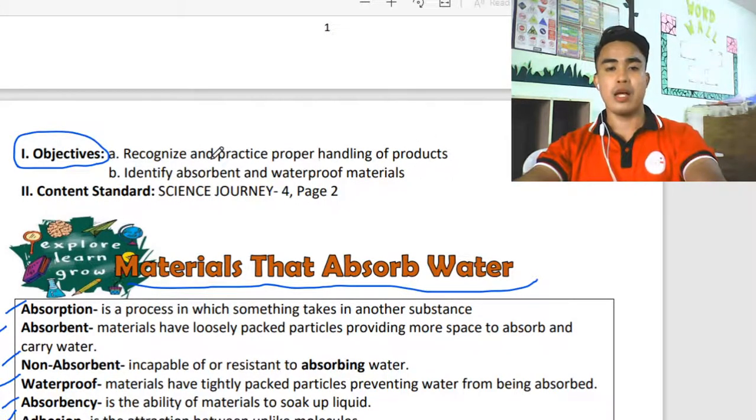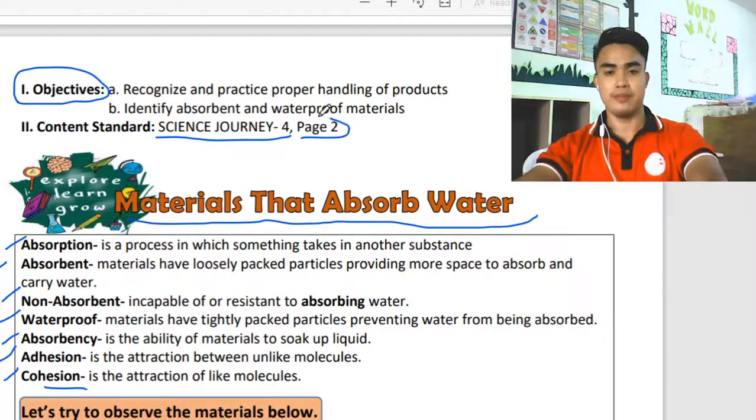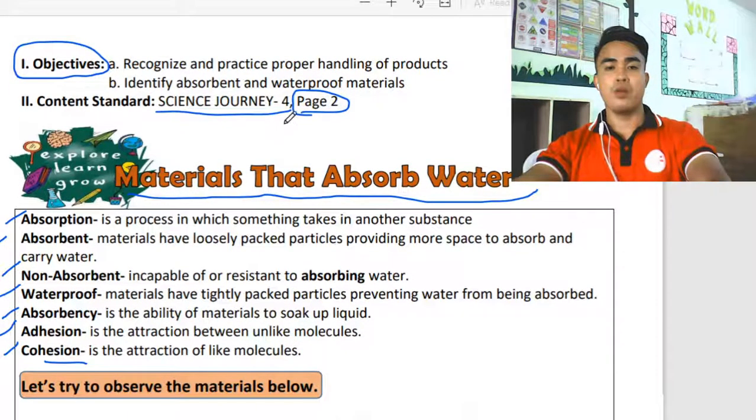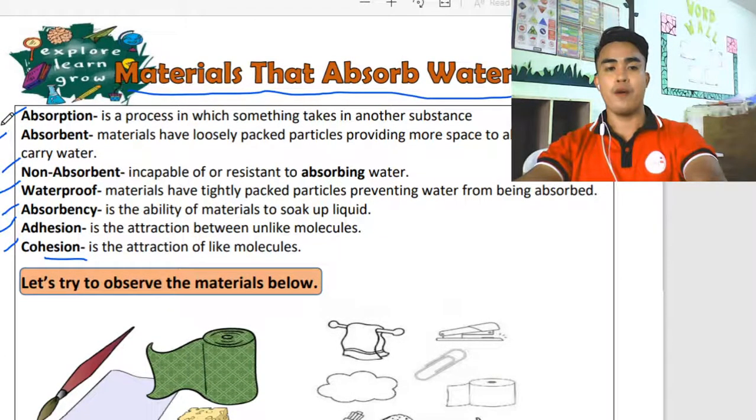Okay, the reference that I am using in this lesson is the Science Journey 4, which can be found in page 2. For this video, we will be learning about the materials that absorb water. What do you think are those materials that really absorb water? So, we have here science words: absorption, absorbent, non-absorbent, waterproof, absorbency, adhesion, and cohesion.